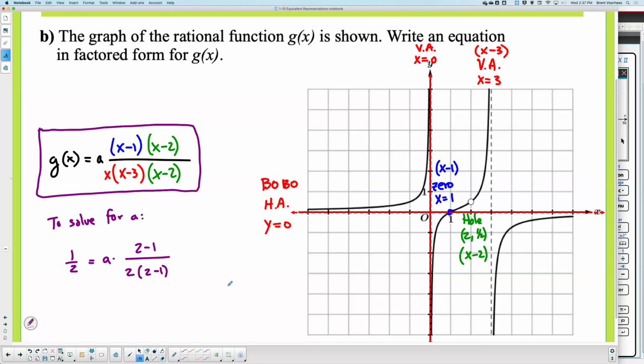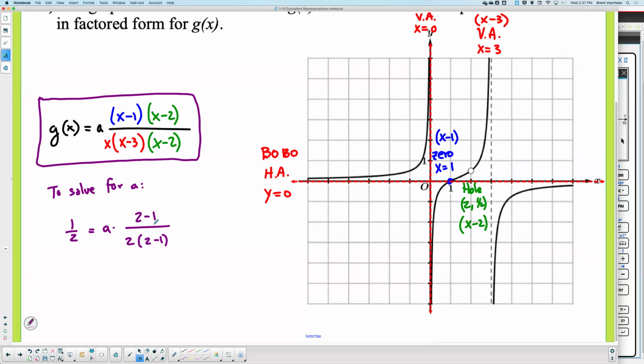Do y'all want me to do the work or no? Just to show it one time? Okay, what is 2 minus 1? 1. When you multiply, that can go up on top. So I'm going to say that's 1/2 equals 1a over what is 2 times 1? 2 times 1 is 2. Well, I'm getting a different number here. Why am I getting a different number? I somewhere did something wrong.